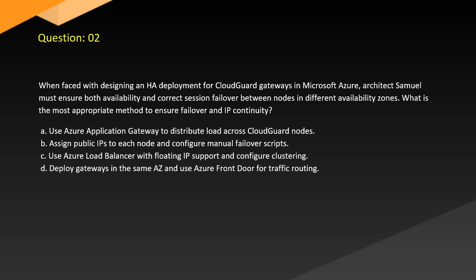A. Use Azure Application Gateway to distribute load across CloudGuard nodes. B. Assign public IPs to each node and configure manual failover scripts. C. Use Azure Load Balancer with floating IP support and configure clustering. D. Deploy gateways in the same zone and use Azure Front Door for traffic routing.